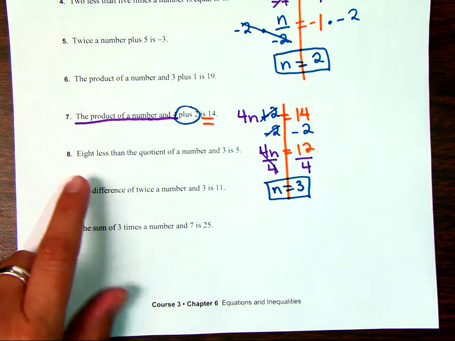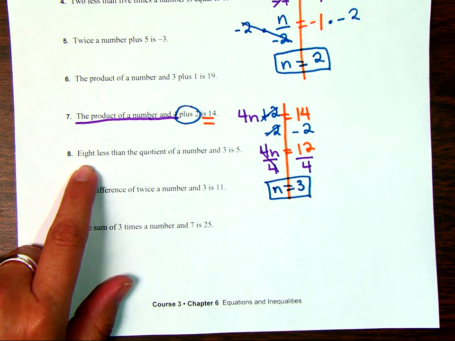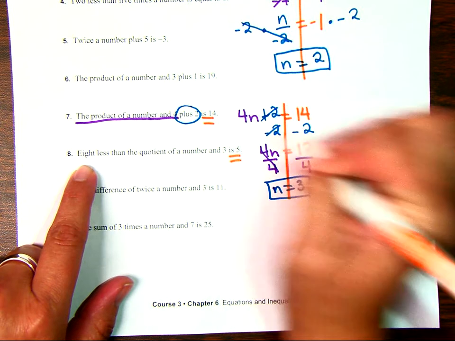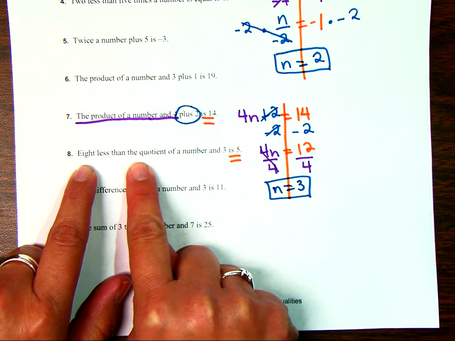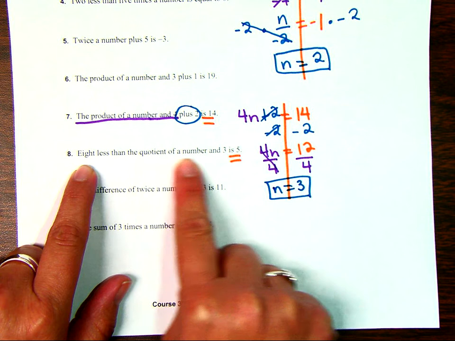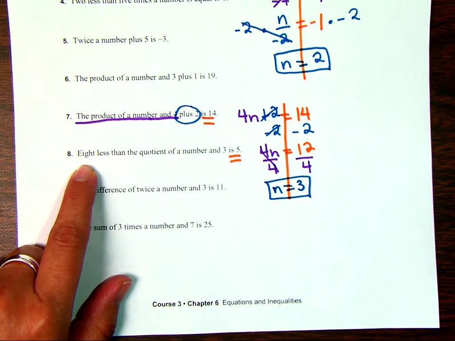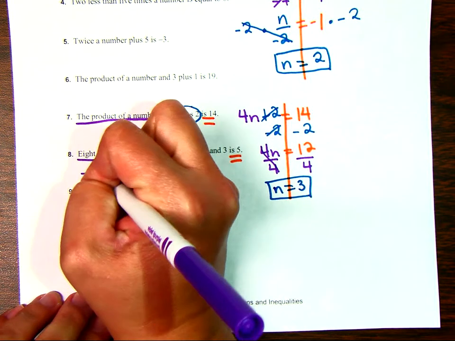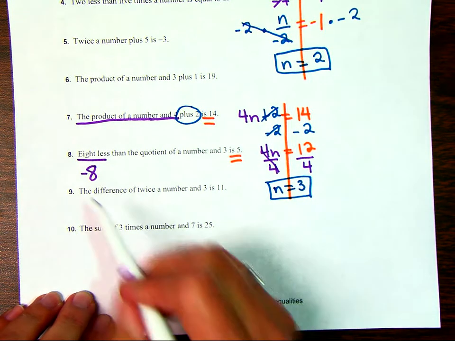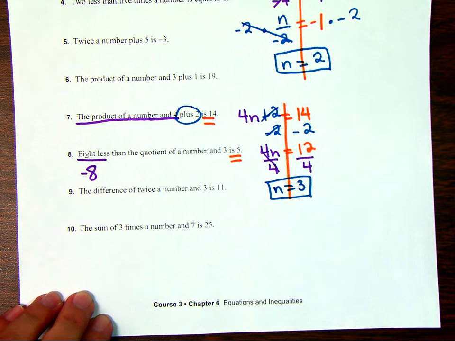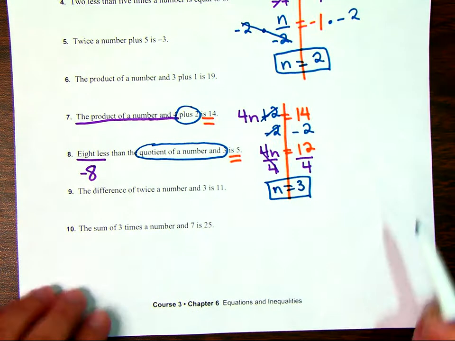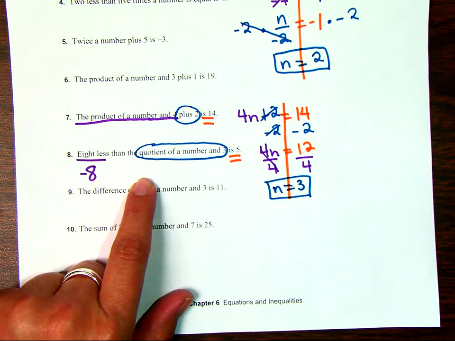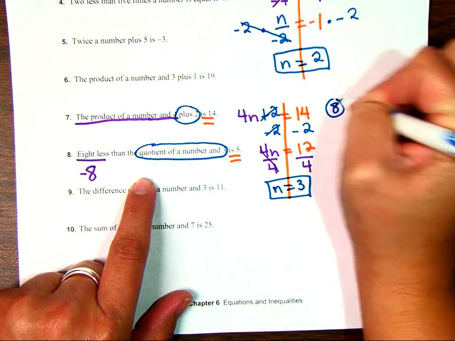So number 8 says 8 less than the quotient of a number and 3 is 5. I see the is 5 first. So 8 less than the quotient of a number and 3. So 8 less, that means I'm going to be subtracting 8. And what am I subtracting 8 from? That's the next part. The quotient of a number and 3. But on this one, I'll put number 8 over here for you. So this is number 8, this was number 7.